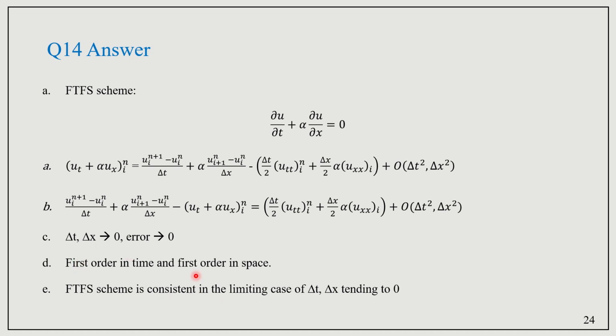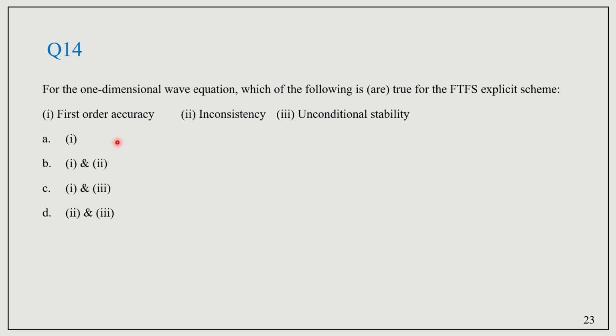So it is first order in time and space. It is consistent. It is conditionally stable. So out of all three given here, only the first is accurate enough. First order accuracy is true, the rest are false. So the answer to question 14 is option A, that is 1.